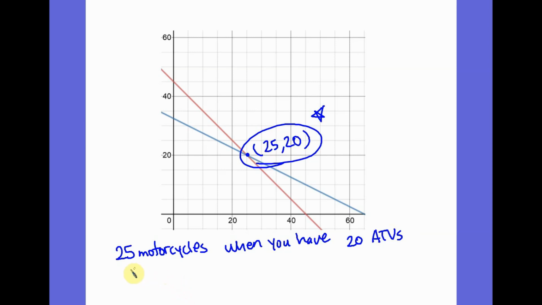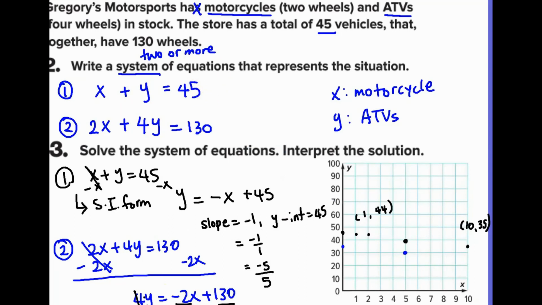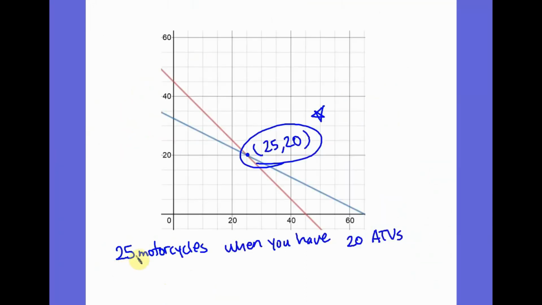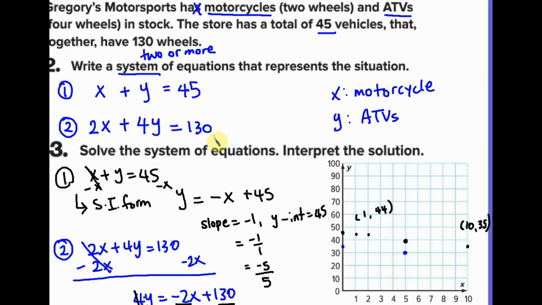So for example, 25 plus 20 is equal to 45, what they were asking. And if you had 25 motorcycles, that will add up to 50 wheels. And then for ATV, since an ATV has 4 wheels, you will have 80 total. And when you add them, 50 plus 80 will become 130 as what they're asking.